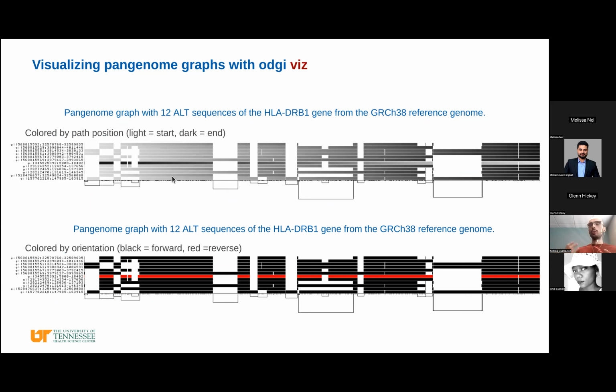This visualization is useful to check if the graph is well sorted. If a graph is well sorted, you will expect to see a very smooth gradient, as in this case. On the bottom, we are coloring paths by orientation, black paths in forward and red paths in reverse. Here we can see that there is a path in reverse orientation with respect to the other ones. That's the same path that has, on the top here, the gradient in the opposite direction with respect to the other gradients.